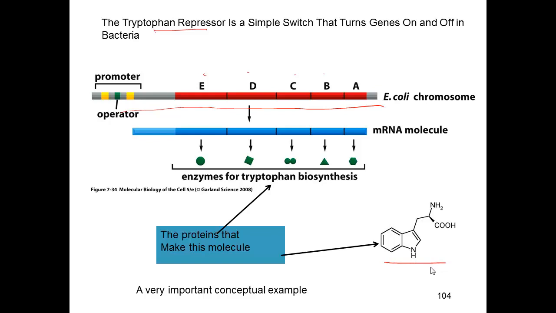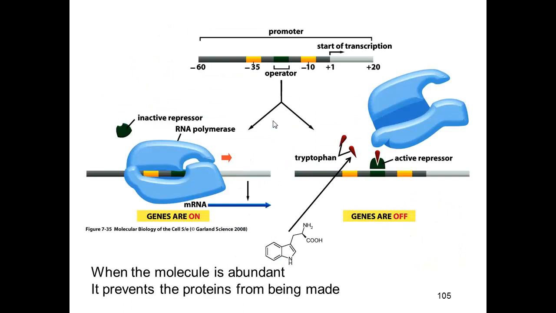Tryptophan is an essential molecule for the cell, as it's one of the 20 amino acids. The logic is that if you don't have a lot of tryptophan lying around the cell, you want to make a lot of it. So you want all these enzymes that are going to help synthesize this molecule. However, if you have a lot of tryptophan, then there's no need for these enzymes. There's no need to make more. So excess tryptophan will bind to a tryptophan repressor, which can then sit down here on the promoter and block RNA polymerase from binding and making this RNA molecule.